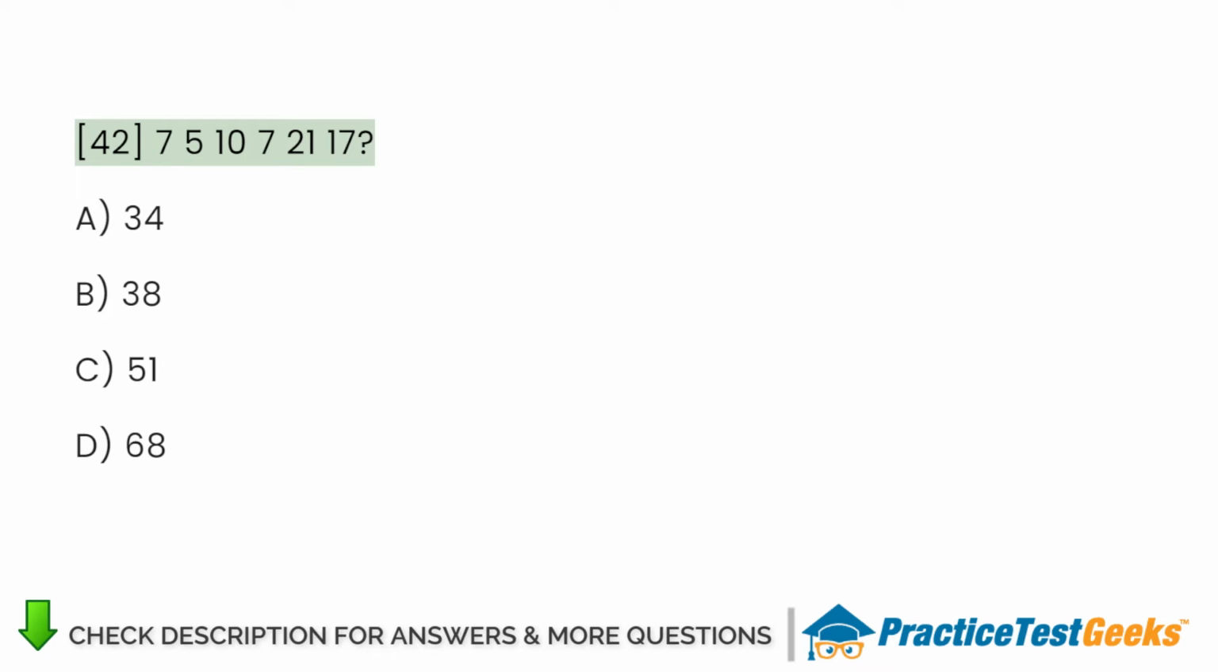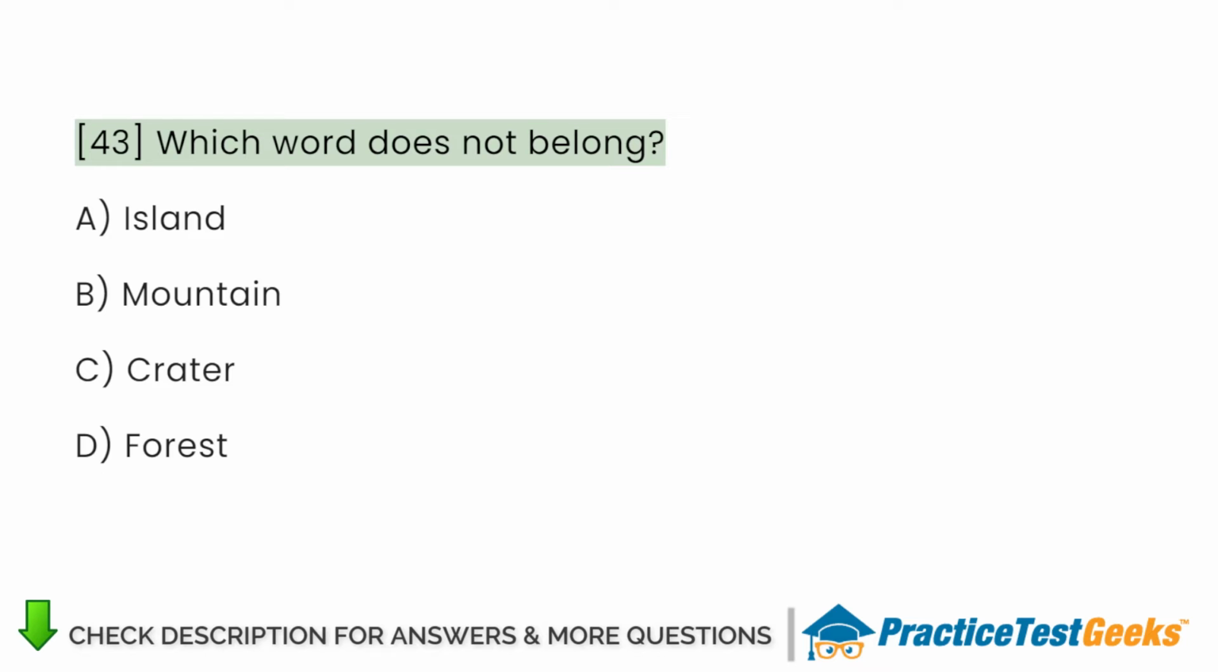(7, 5, 10, 7, 21, 17). A. 34. B. 38. C. 51. D. 68. Which word does not belong? A. Island. B. Mountain. C. Crater. D. Forest.